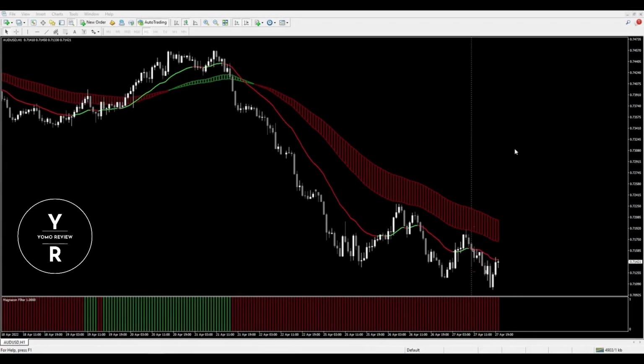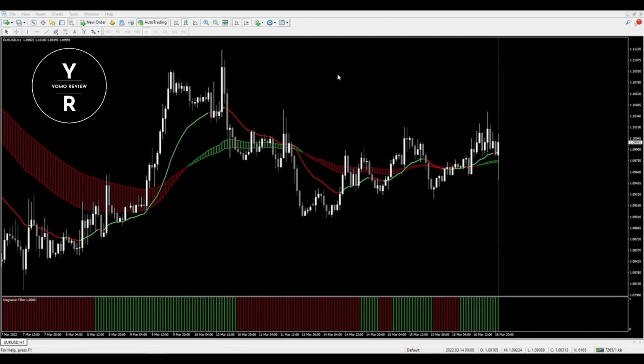That was a very nice trade. The price didn't have any trouble. It went straight to the take profit. And on this trade, we ended up with a nice $322 win. This was a very simple, very straightforward, very clear and easy to understand trade using the Magnacon trading system.